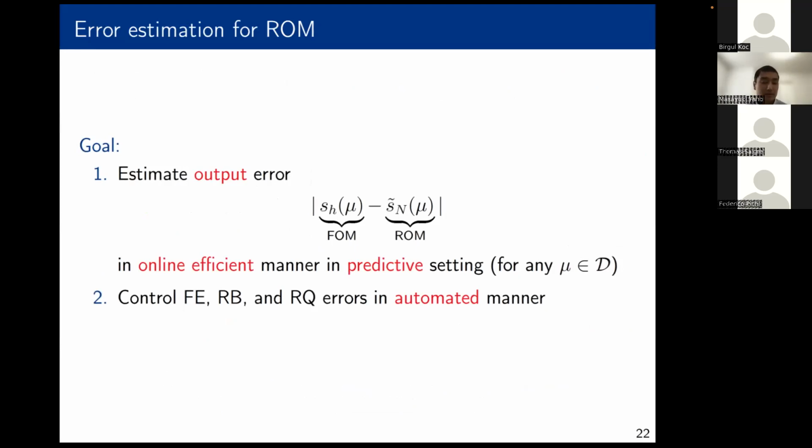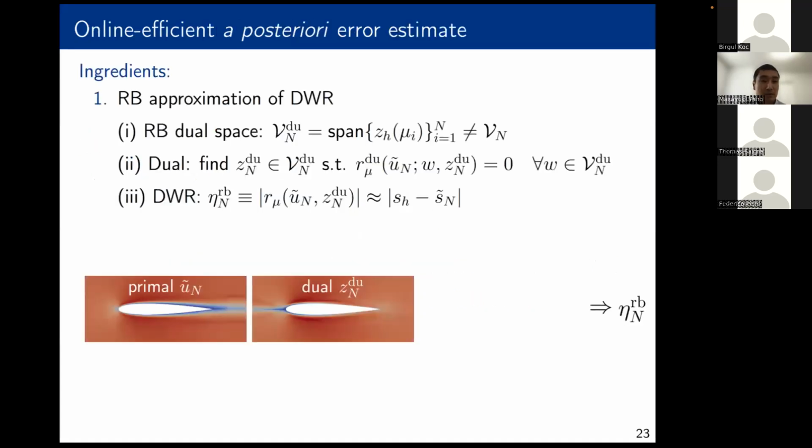By this, what I mean is the error between the full order model solution coming from DG and our reduced model approximation. And we want to do this in an online efficient manner in a predictive setting. So it has to be very fast to evaluate, and it should work for any parameter value, even if that's not in the training set. And second, we want to control the error coming from finite element, reduced basis, and reduced quadrature in an automated manner. So let's try to answer the first part first.